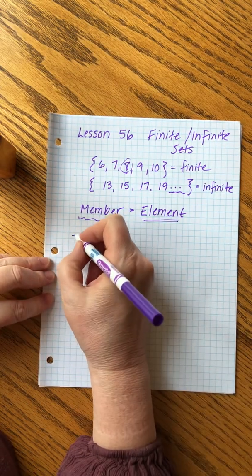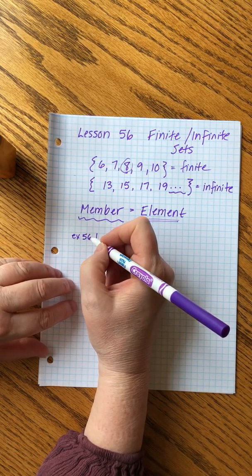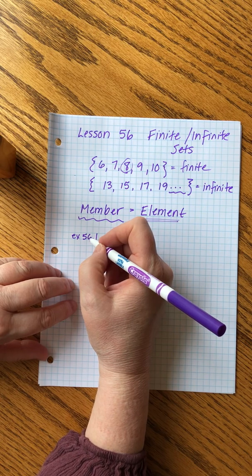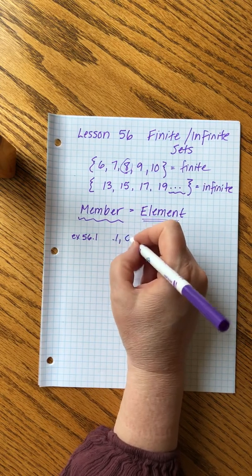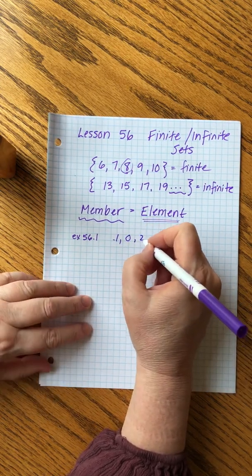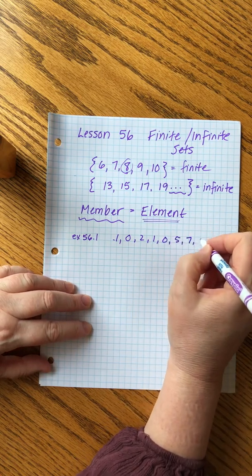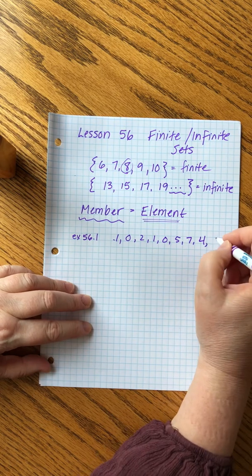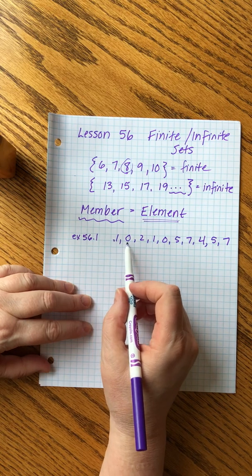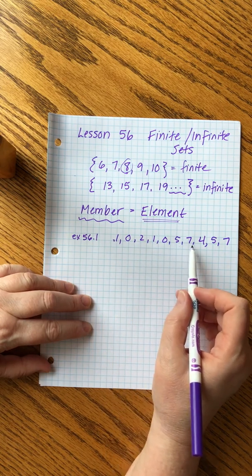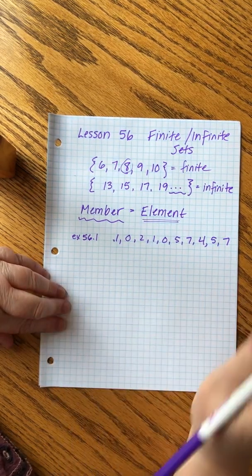Okay, so here's an example. Buckle your seatbelt. It's super hard. Represent the following numbers as being members of the set K. And then John gives us a list of numbers. I will write them down. 1, 0, 2, 1, 0, 5, 7, 4, 5, 7. Okay, this is the way they're presented in the book. That doesn't mean anything. Okay, so this is set K. And they want us to write it with the proper notation.